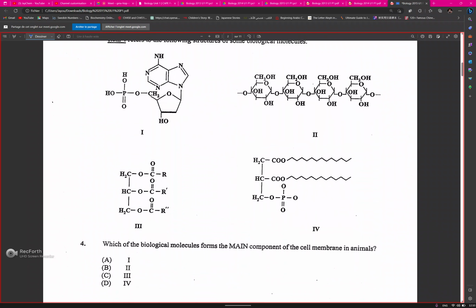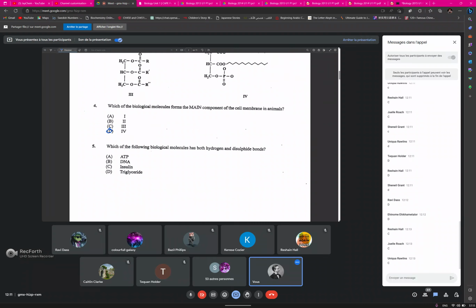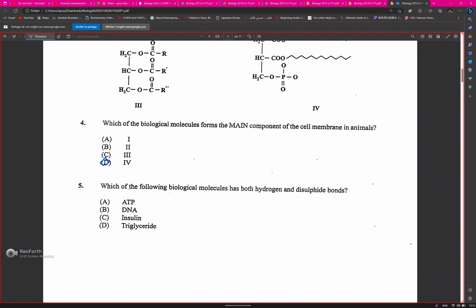Now, which of the following biological molecules forms the main component of the cell membrane in animals? D. The phospholipid. Alright. 5. Which of the following molecules has both hydrogen and disulfide bonds? Which would it be?